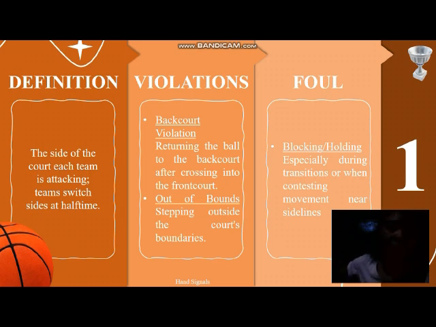We have also here out of bounds, so stepping outside the court's boundaries, when a player steps outside the court lines. We have here the foul, blocking or holding foul, especially during transitions or when contesting movement near sidelines. I have here three videos for each violation and foul.